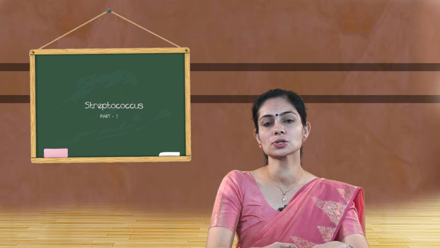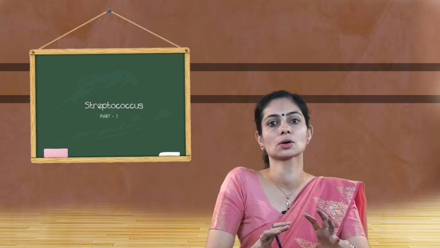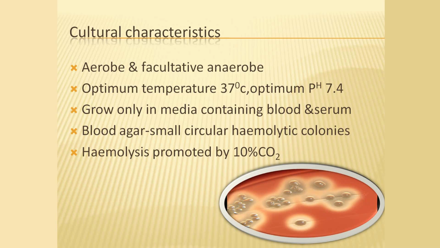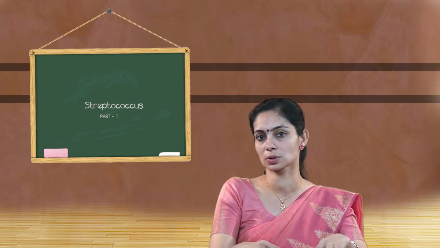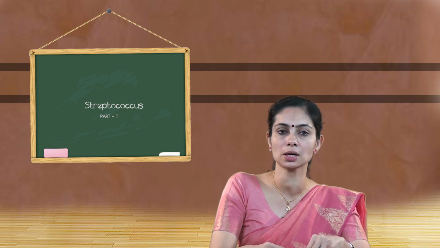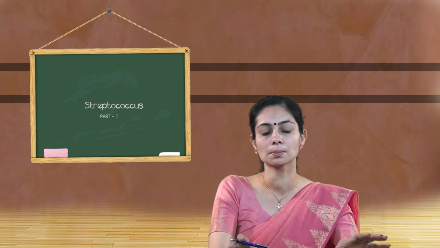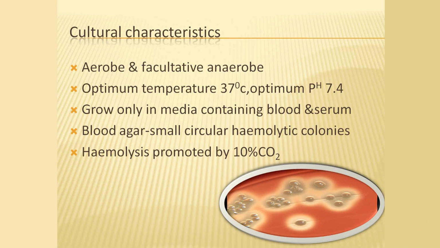Coming to the cultural property. Cultural property means how you are going to grow the organism in your culture media. Artificially, you can grow the organism. When you collect the sample from the patient, we can grow the organism in the lab provided we give all the requirements for its growth. For example, this bacteria is an aerobe and facultative anaerobe, so you need to provide oxygen, air, for their growth. Temperature required is 37 degrees and pH is 7.4, the optimum pH and temperature for the best growth of the organism. Then this bacteria grows only on medium which contains blood and serum. That is why we grow the organism on blood agar.